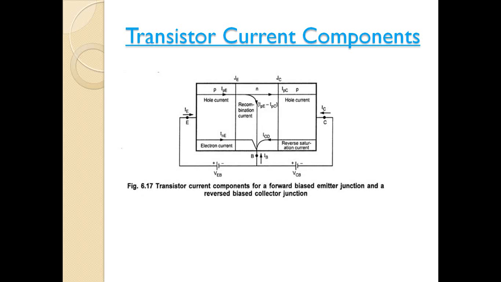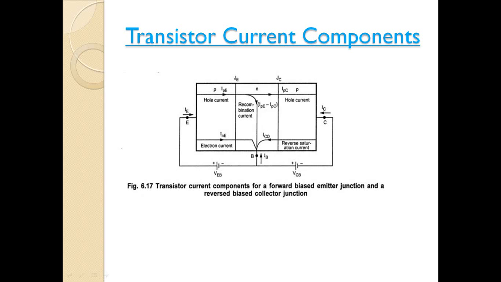Not all the holes crossing the emitter base junction JE reach the collector base junction, but some of them will combine with the electrons in the n-type base. Since the base width is very small, most of the holes cross the collector base junction and very few recombine, constituting the base current, IPE minus IPC.